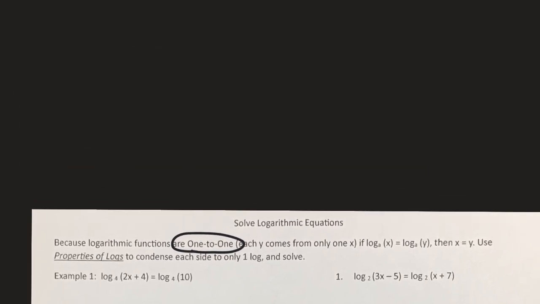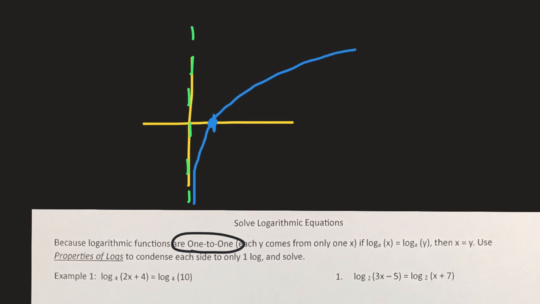They are graphed like this. Let's see if I can do a quick sketch of a log function. So there's my x and my y axis. There is, of course, a vertical asymptote that runs through the y-axis. The x-intercept is at +1, and the graph hugs your asymptote and then graphs over like that.